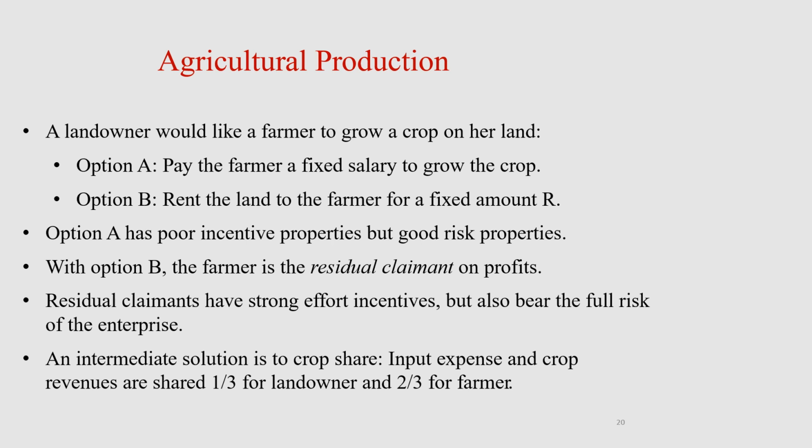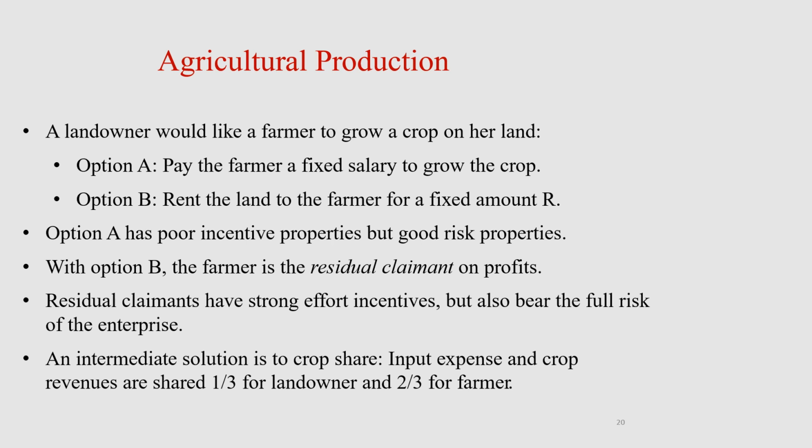Agricultural production is the one that many people have studied quite a bit. A landowner would like a farmer to grow a crop on her land. Option A, pay the farmer a fixed salary to grow the crop. Option B, rent the land to the farmer for a fixed amount R. Option A has poor incentive properties but good risk properties. Option B, the farmer is the residual claimant on profits. Residual claimants have strong effort incentives, but also bear the full risk of the enterprise.